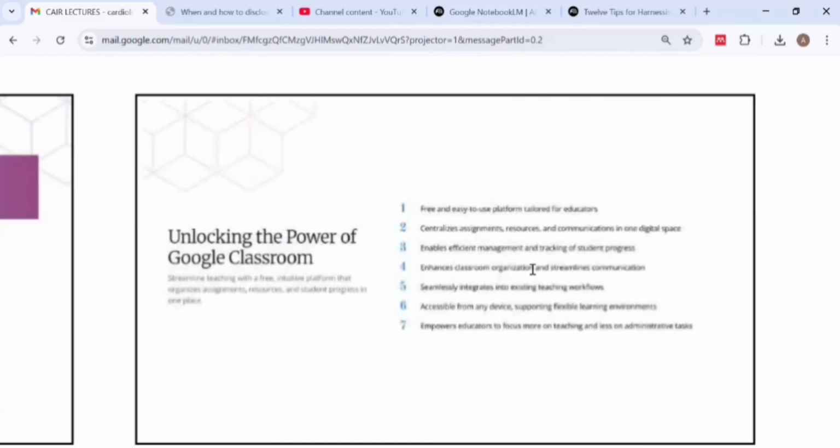So, unlocking the power of Google Classroom. This free and easy-to-use platform centralizes assignments, resources, and communication in one digital space, enables efficient management and tracking of student progress, enhances classroom organization and streamlines communication, and seamlessly integrates into existing teaching networks. Accessible from any device, it supports learning environments and empowers educators to focus more on teaching and less on administrative tools.